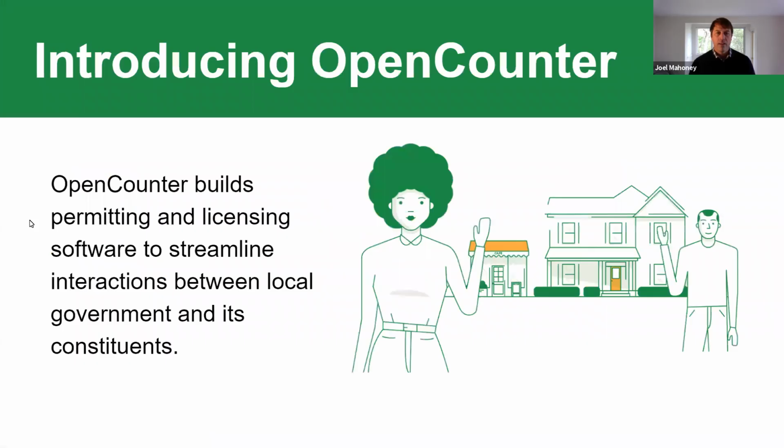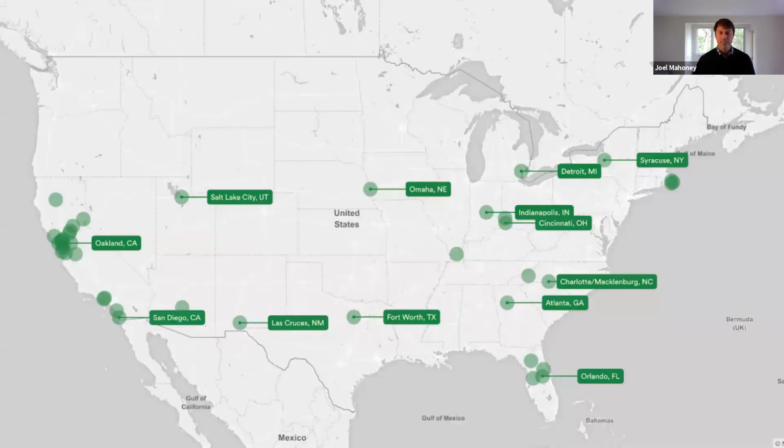Okay, so OpenCounter was started in 2013. We set out to build permitting and licensing software to streamline the interactions between local governments and its constituents. In a nutshell, you could say we're trying to build a TurboTax kind of experience for permitting and licensing. Since then, we've worked with cities of all sizes across the country. You'll see metro areas on this map: San Diego, Atlanta, Fort Worth, but also a number of smaller communities. And it's very interesting to see how the problems are the same and different across these communities, what the common themes are, and how we as a software company can help.